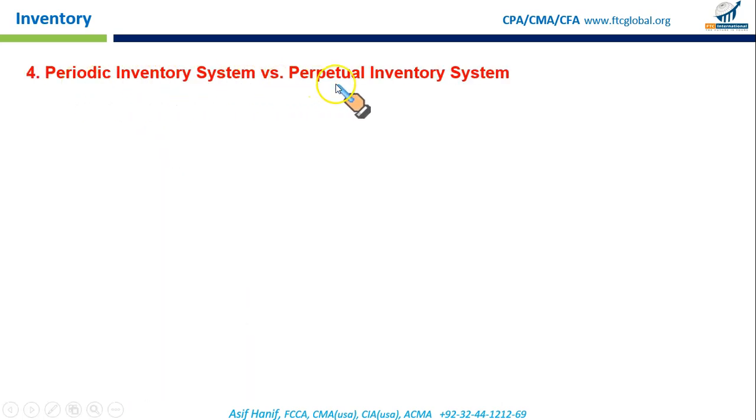Periodic inventory system versus perpetual inventory system. There are two main systems used to track and count inventory. First one is the periodic inventory system. In this system, the quantity of inventory is determined by periodic physical count, at the end of the quarter, at the end of a 6 month period, maybe at the end of the year. Usually we do it on an annual basis, or maybe at the end of the accounting period, whatever the situation might be. So the actual cost of goods sold is calculated after we conduct a physical count of our inventory.